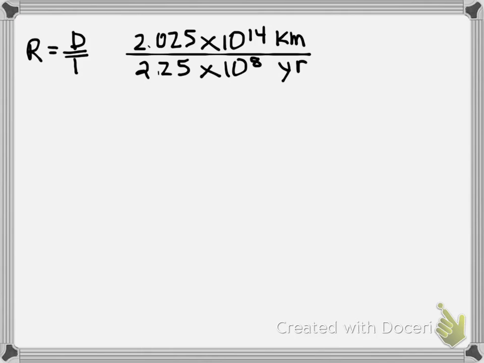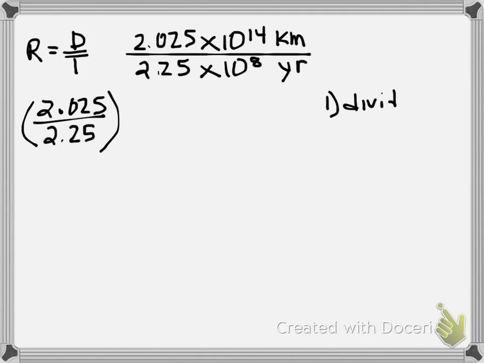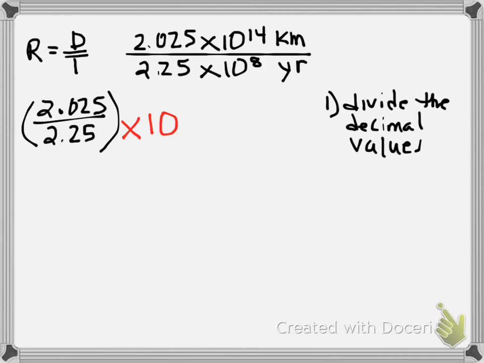So this problem breaks into three major parts. We wrote it down yesterday. We're going to take the coefficients, or in this case, the decimal values, and we're going to do division with them. So first, we're going to divide the decimal values. The next step is really just more of a placement thing. We're going to write times 10.